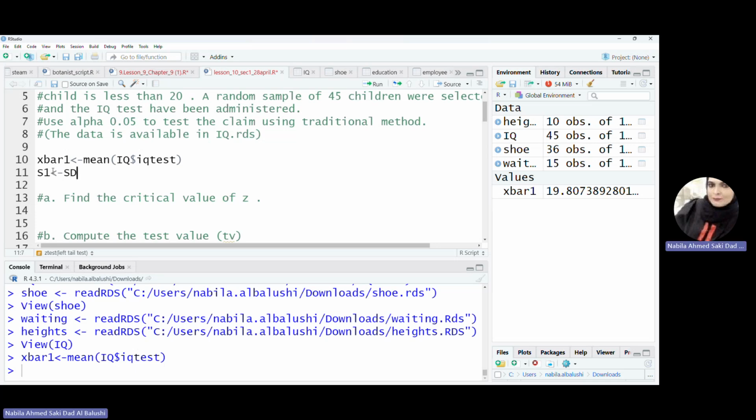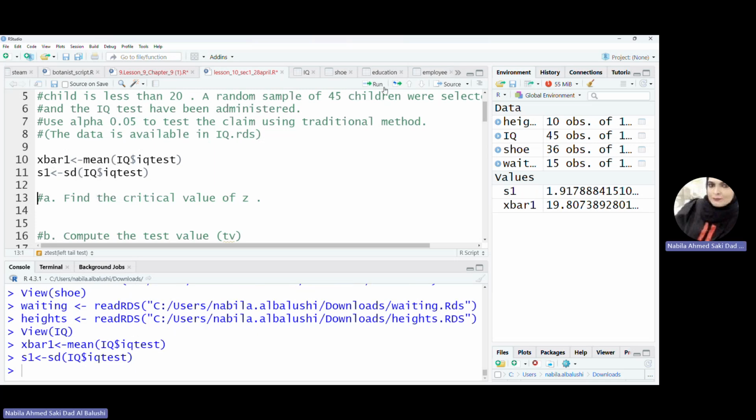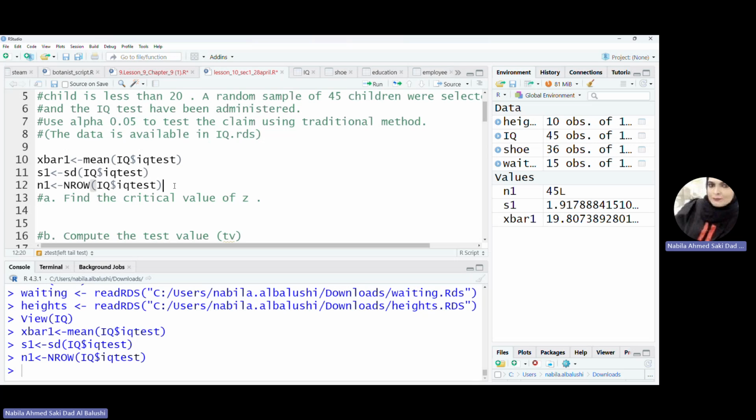The command for standard deviation is sd. File name is IQ $IQ test. So the standard deviation is now saved. We also need N1. The command for sample size is nrow, IQ $IQ test.